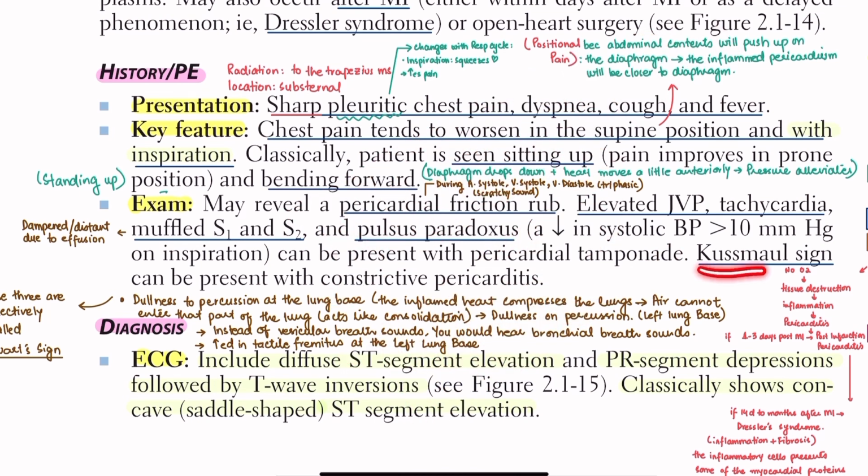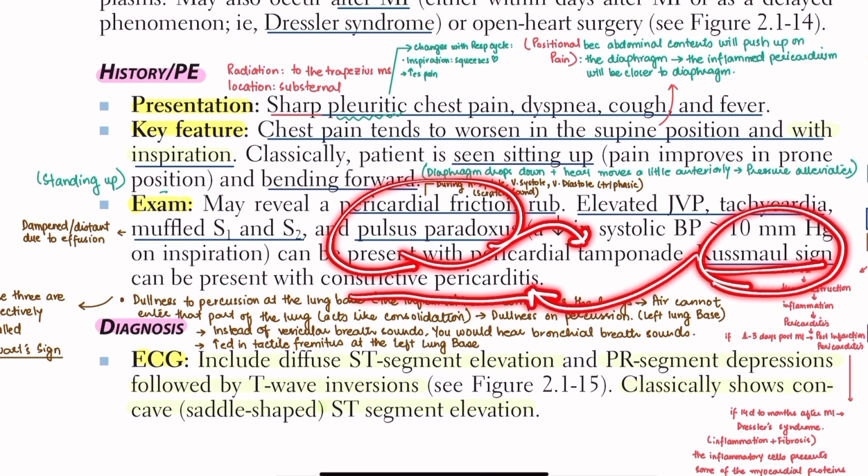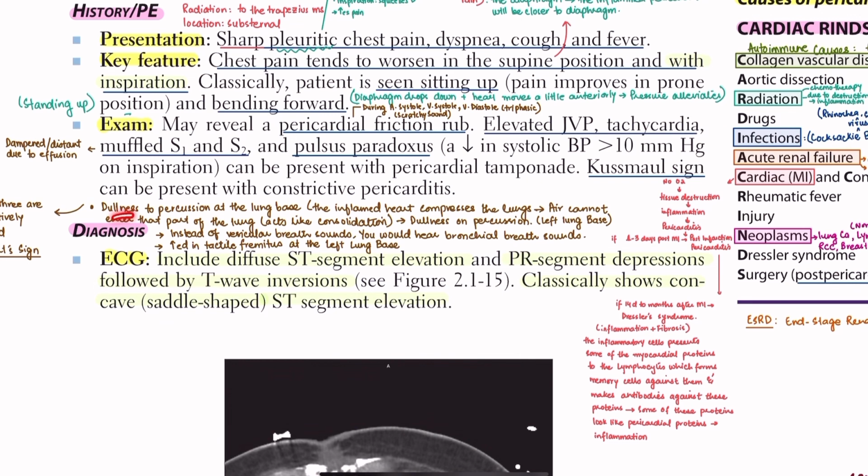And there's also going to be the Kussmaul sign, and Kussmaul sign you'll usually find with constrictive pericarditis. So this pulsus paradoxus is specific to pericardial tamponade, and this Kussmaul sign is specific to constrictive pericarditis. Lastly, you will find a dullness to percussion at the lung base. The reason behind that is that the inflamed heart compresses the lungs.